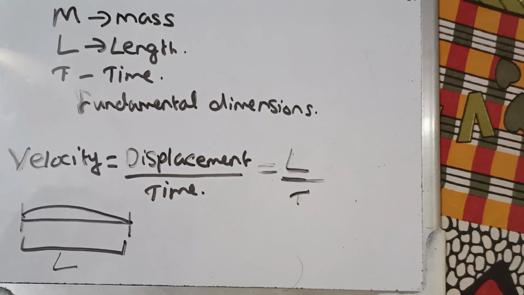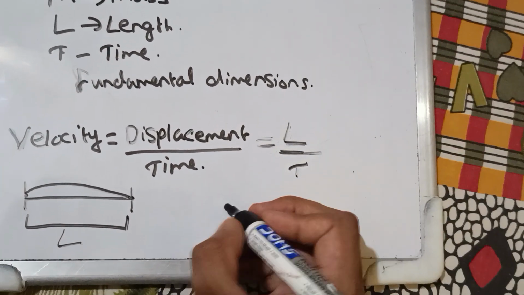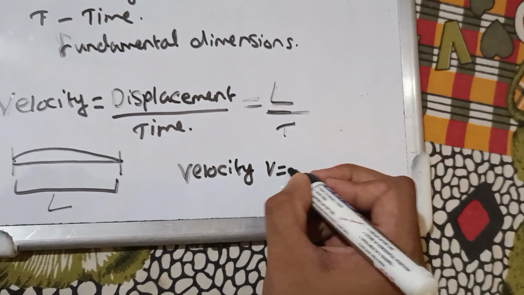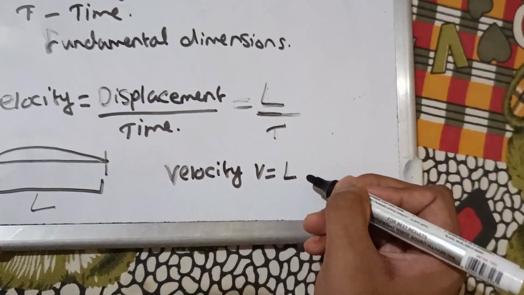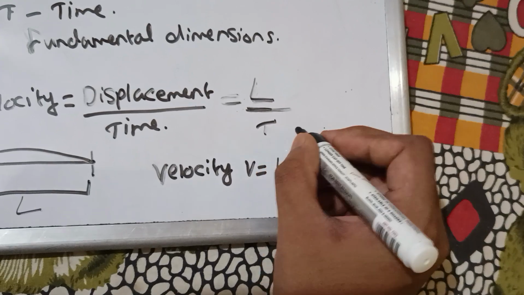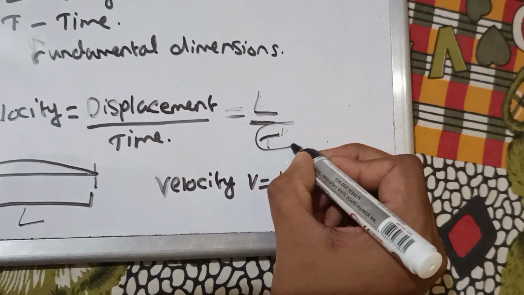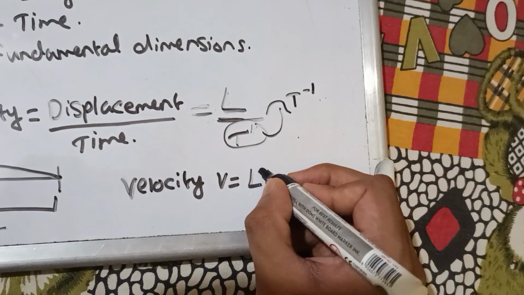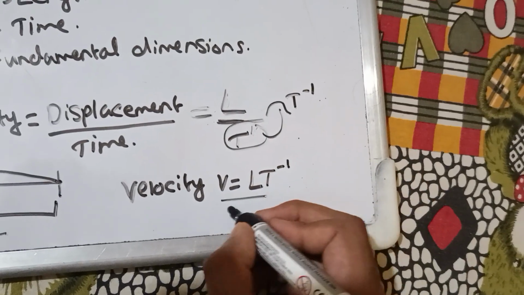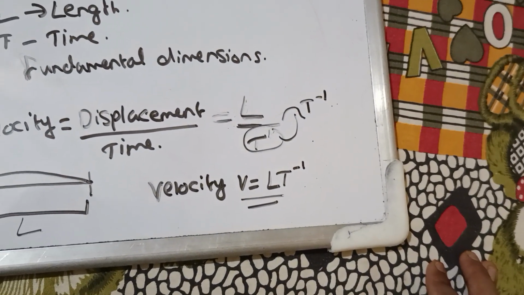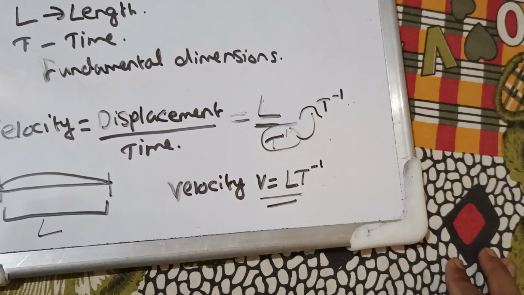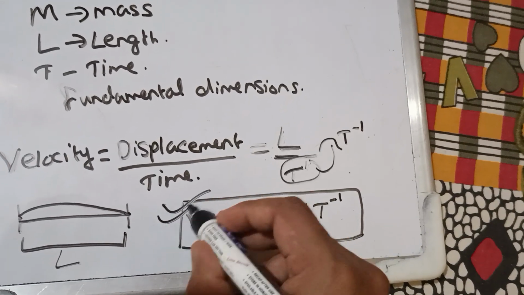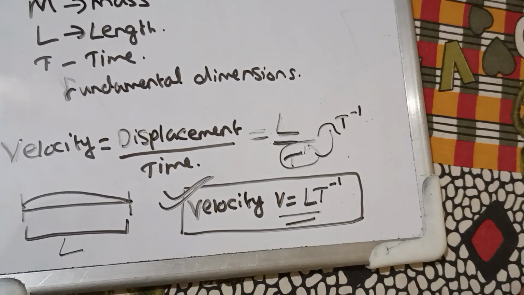While writing a dimensional quantity, we write velocity v is equal to L, that is length, and T, here T raised to the power 1. Then it goes to the numerator and becomes T raised to the power of minus 1, so we get LT raised to the power of minus 1. So that is the dimension of velocity. That is the basic example that I can give on dimensional analysis.